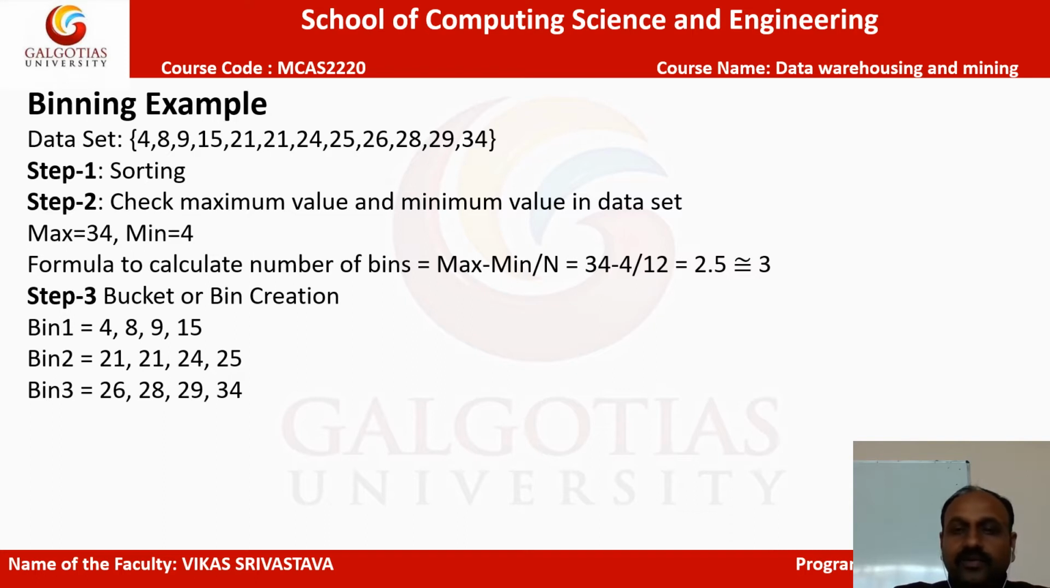Now, of equal number of data values, I can say, if I have 12 numbers, I can create 3 bins with the values in sequential manner. If I arrange the values, in bin 1 you will get 4, 8, 9, 15, and in bin 2 you will get 21, 21, 24, 25. In bin 3 you will get 26, 28, 29, 34. So these are the three segments of four values each.